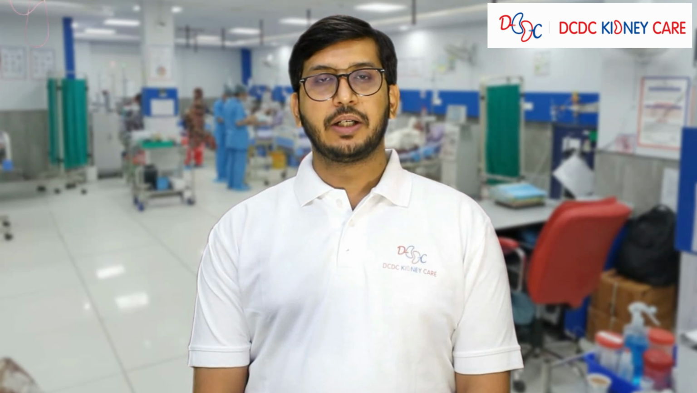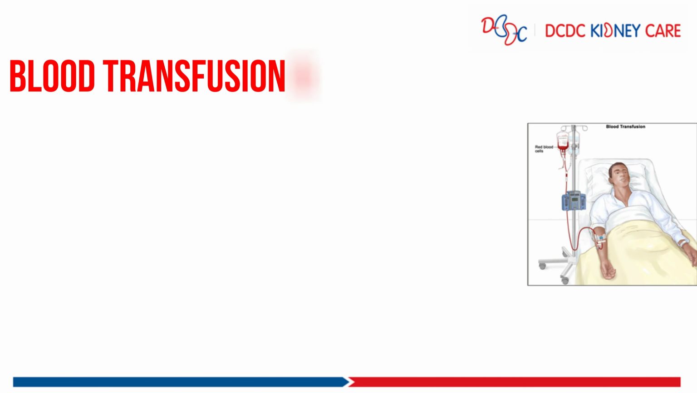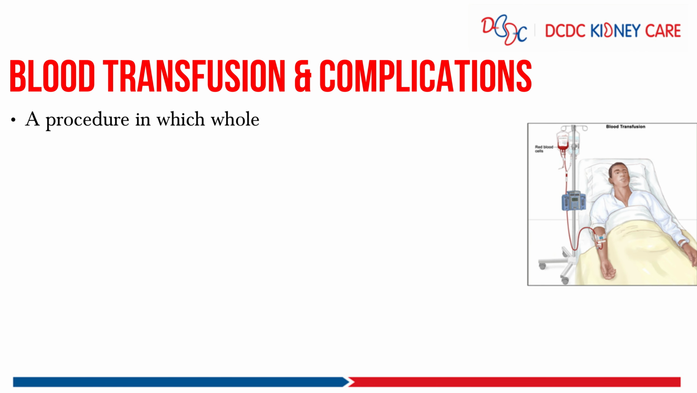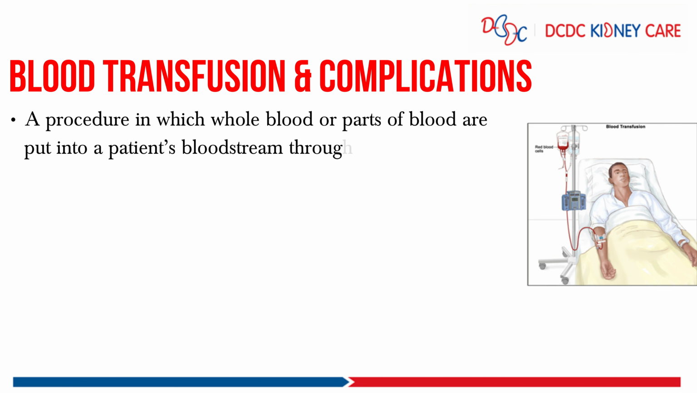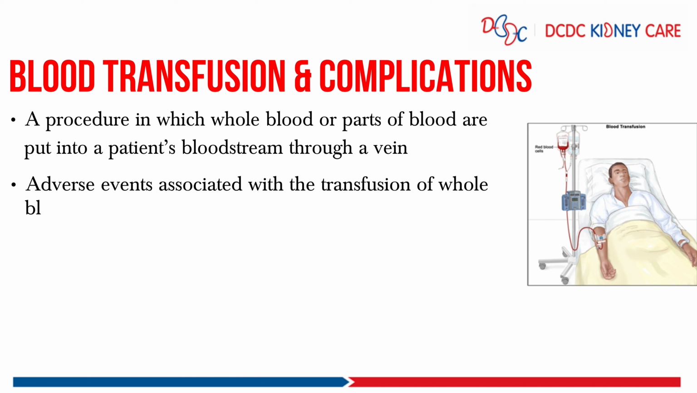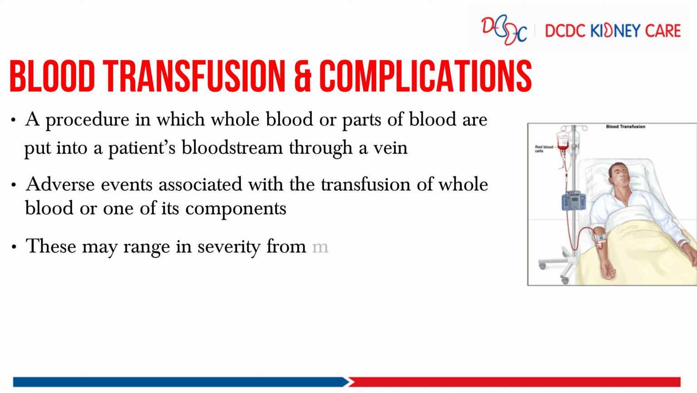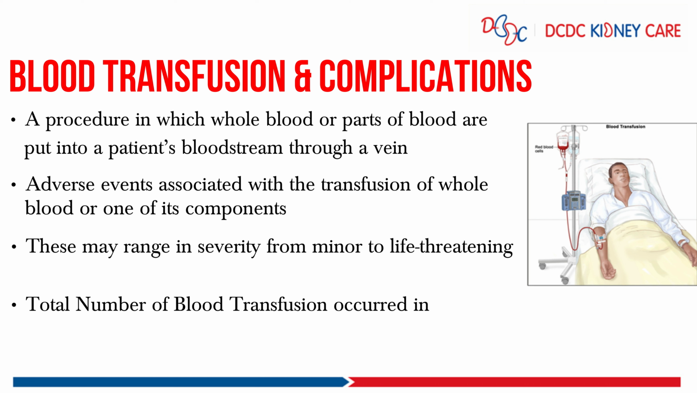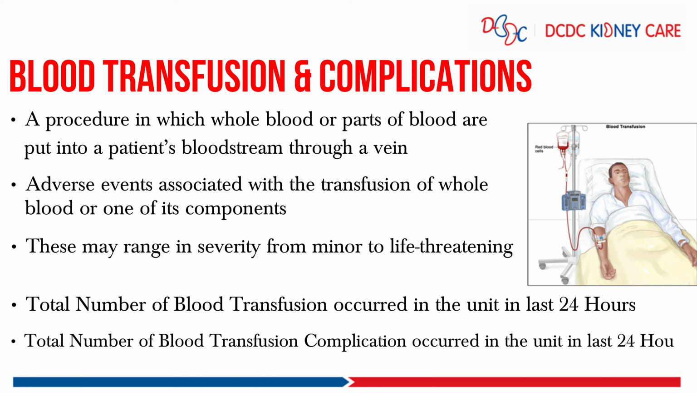The last is blood transfusion and complication. A procedure in which whole blood or parts of blood are put into the patient's bloodstream through a vein is called blood transfusion. Any adverse event associated with the transfusion of whole blood or its components is called blood transfusion complication. The severity of complication may vary from minor to life-threatening. So, any blood transfusion occurring in our unit is captured under the blood transfusion indicator, and any complication occurring during the blood transfusion process is captured separately as blood transfusion complication.